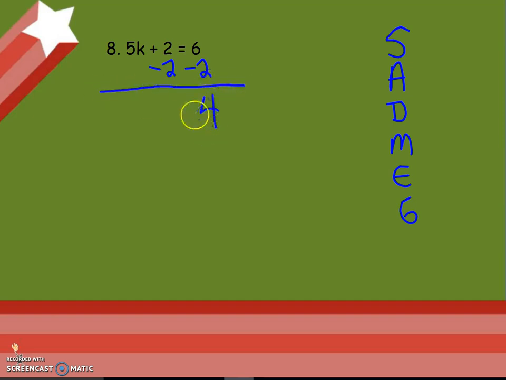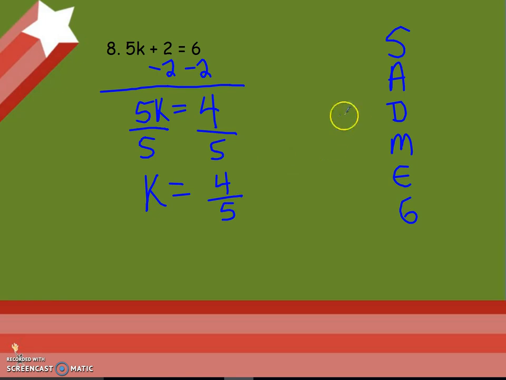Okay, number 8, we have SADMEG. Alright, the opposite of plus 2 is minus 2. 6 minus 2 is 4. We have 5k equals 4. The 5 and the k are multiplying. The opposite of multiplication is division. So you can have k equals 4/5, or if you want to turn it into its decimal equivalent, type it out. 5 can go into 40 8 times. So you can either say 4/5 or 8/10.